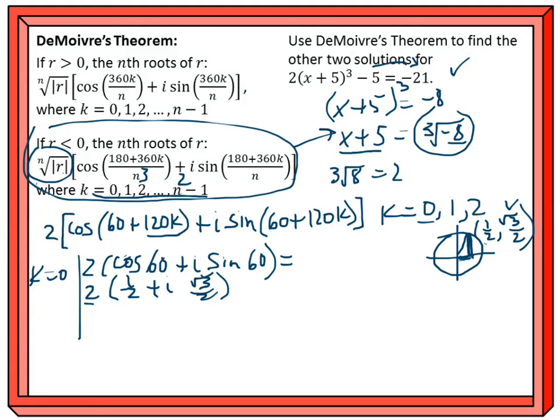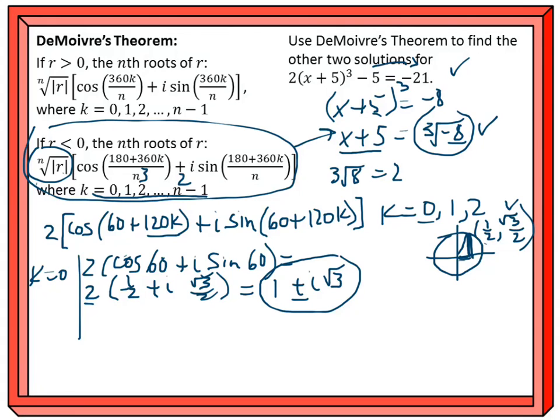Now I just have to distribute this 2 through that, and I'm going to have 1 plus i square root of 3. And believe it or not, I don't have to do the rest of the formula, because remember, when we were studying polynomials, if 1 plus i square root of 3 is one solution, then 1 minus i square root of 3 is the other solution. They have to come in conjugate pairs. Okay, so I'm almost finished here. Here are the two other, these are the two imaginary roots of the cube root of negative 8.